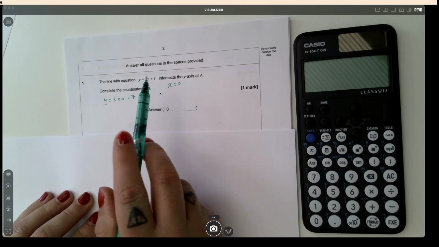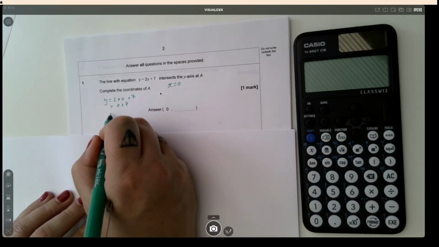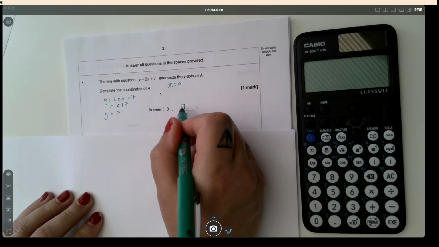X is 0. We've substituted it in. 2x means 2 times x. 2 times 0 is 0. And 0 add 7 is 7. So the y coordinate equals 7.